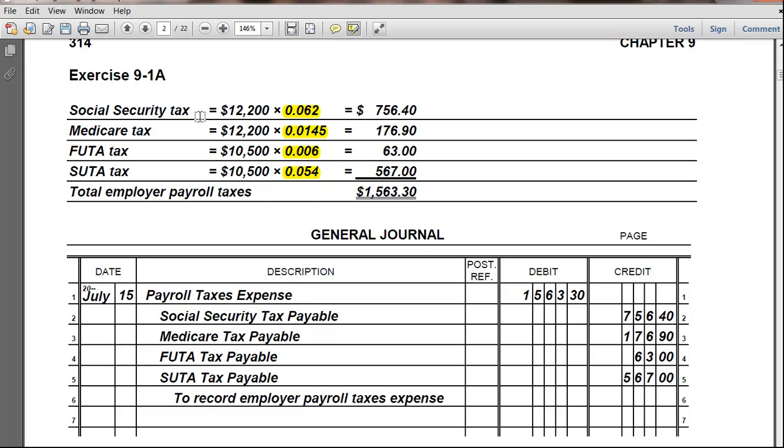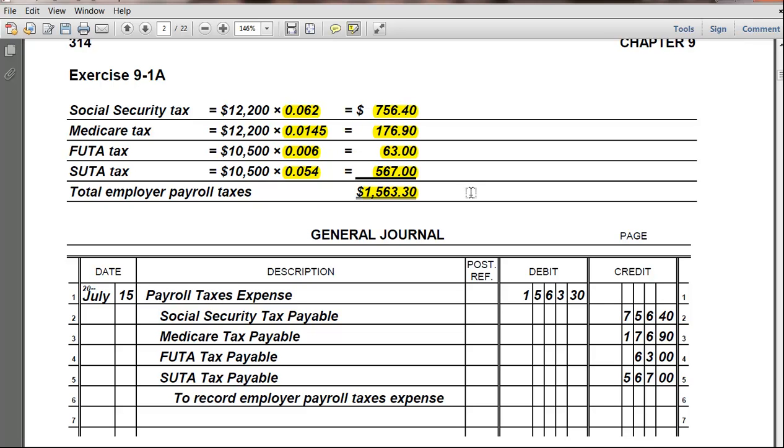It says that all of our taxable earnings subject to Social Security is $12,200. So if we take that times 0.062, we get the $756.40. Medicare tax is always on total earnings. Our total earnings amount is $12,200 times 1.45% is $176.90. And then our 2 unemployment taxes, federal and state, though, of that $12,200, only $10,500 of it is actually subject to the unemployment taxes. So that's why we have $10,500 times 0.006 and $10,500 times 0.054. So that gives us the amounts to be withheld, and then we get our total employer payroll taxes of $1,563.30.